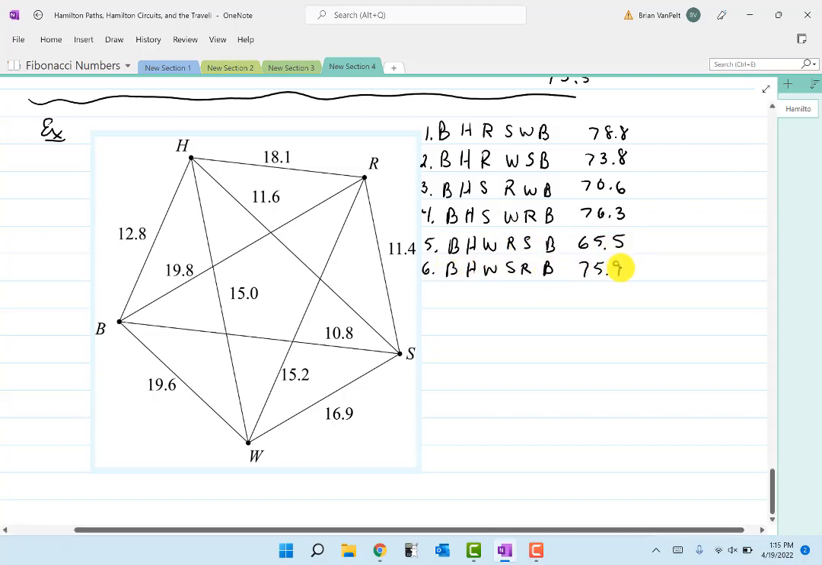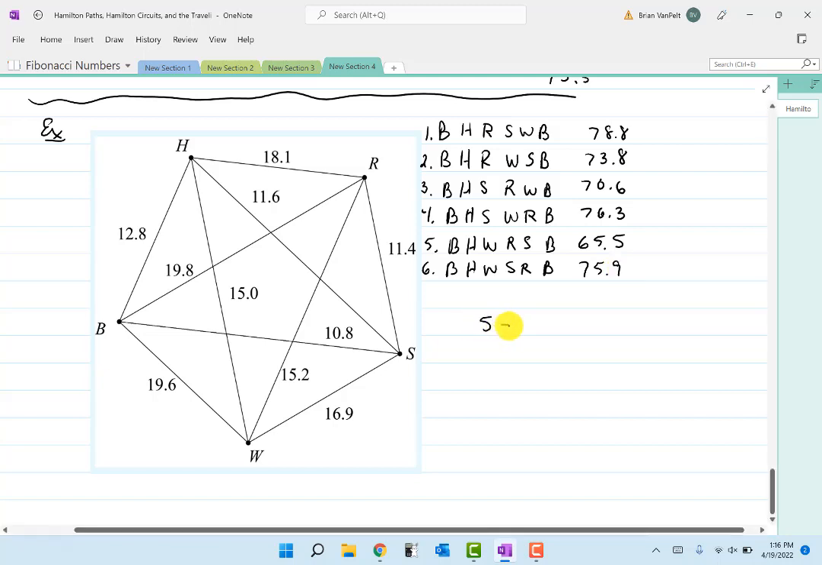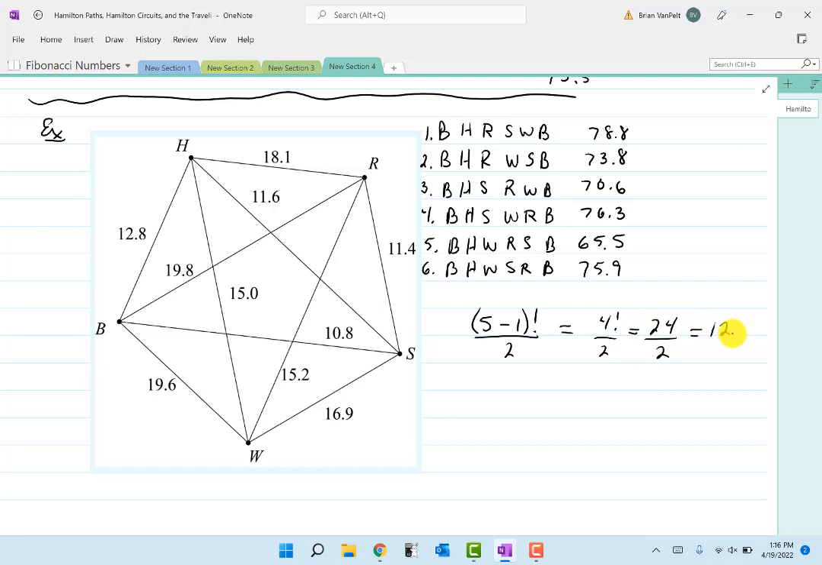All right, what I've done is written out the 6 essential Hamilton circuits. If you go and attempt to find any more, you will, but they will simply be reversals of this. How many do we need? We have 5 vertices, we subtract 1, factorial over 2. This is how many essential Hamilton circuits we have. So that's 4 factorial over 2. That's 24 over 2, which is equal to 12. I misspoke when I said there was only 6 of them. There's 12 of them. So I still need 6 more of them.